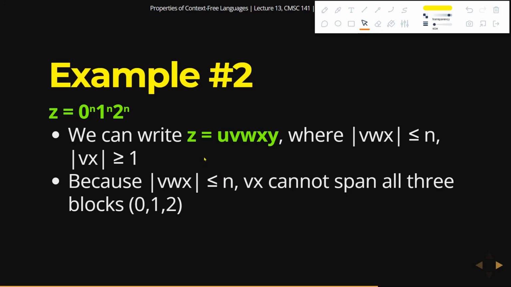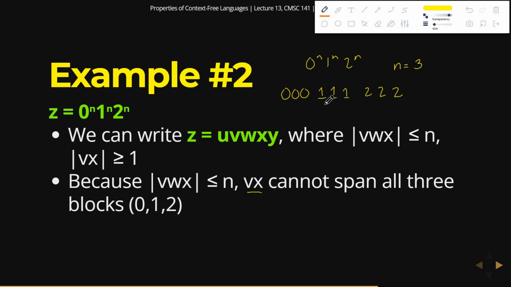Okay, so why is that? More or less for the same reason as the one earlier that I showed you. So if this was 0^n, 1^n, 2^n, and for illustration purposes, let me show n equal to 3. So it will become 0, 0, 0, 1, 1, 1, 2, 2, 2. So there are actually 5 possibilities of where we could put v and x.